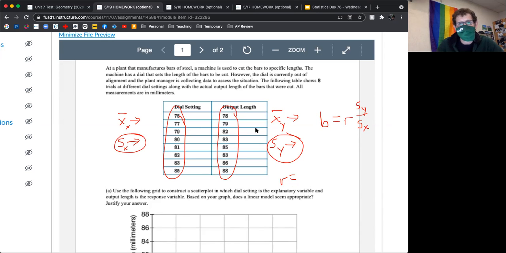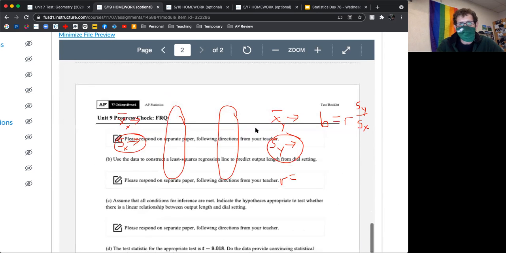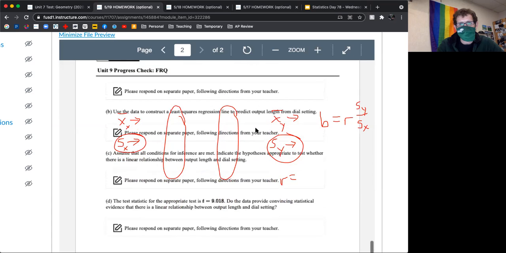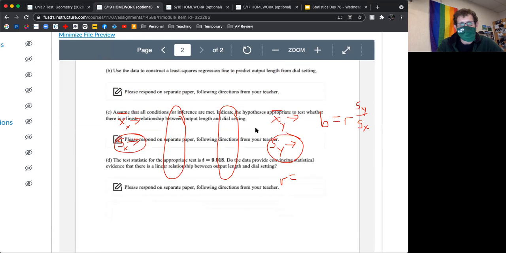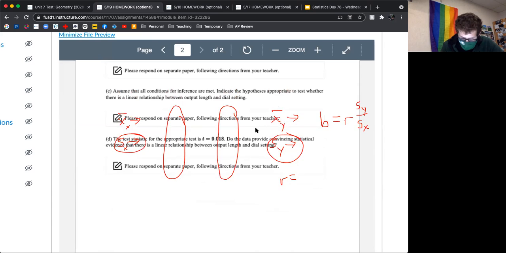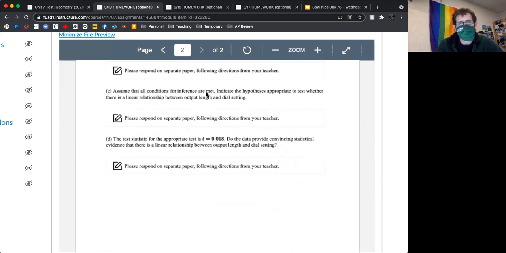All right. So for the first part of it, it's kind of going back to just Unit 3 concepts. But then it gets to the bottom. Assume that all conditions for inference are met. Indicate the hypotheses appropriate to test whether there is a linear relationship between output length and dial setting. So they're just asking you to create your hypotheses.